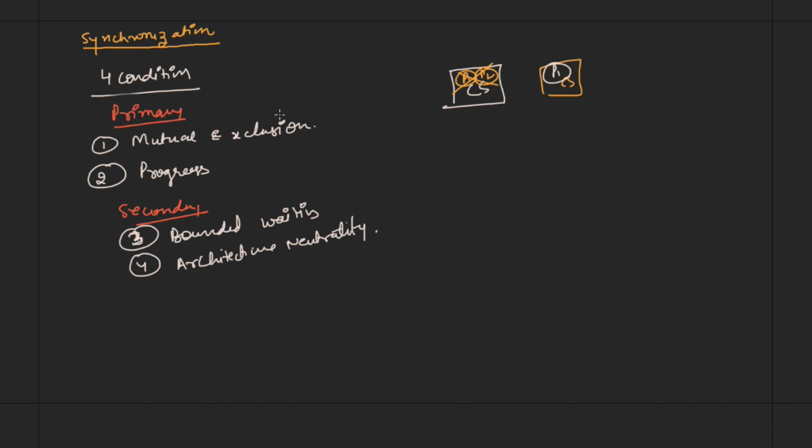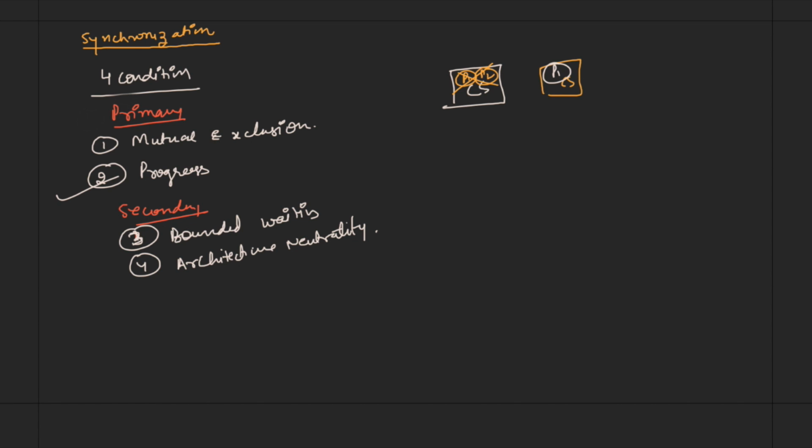Okay, write this definition. These definitions are important. Second, what is progress? Progress means no process which is running outside the critical section should block the other interested process from entering the critical section when the critical section is free.